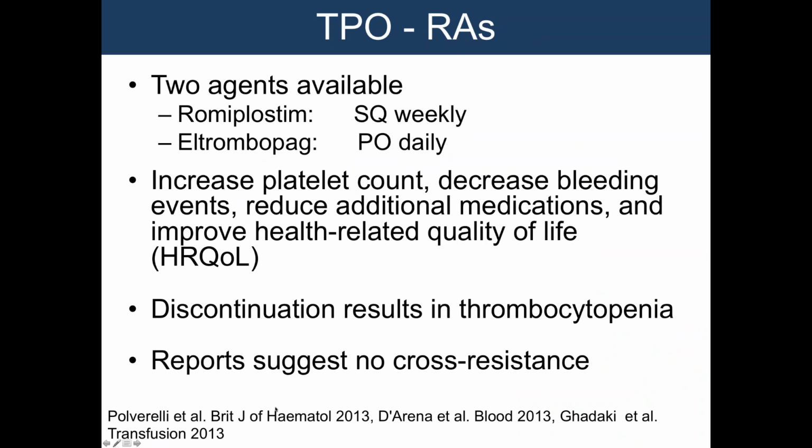So there are two agents that are currently available. Romiplostim is given subcutaneously weekly, and eltrombopag is given orally daily. In the United States, eltrombopag did just get an FDA indication for use in pediatric patients. Both agents across pediatric and adult studies have been shown to increase the platelet count, decrease our bleeding events, reduce additional medications, and improve our quality of life for patients.